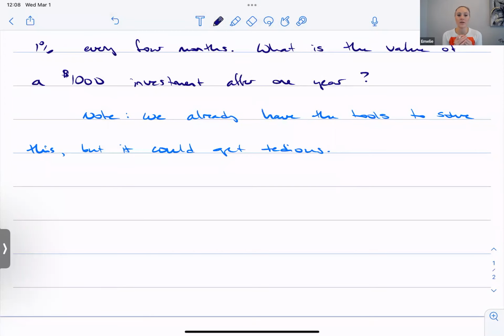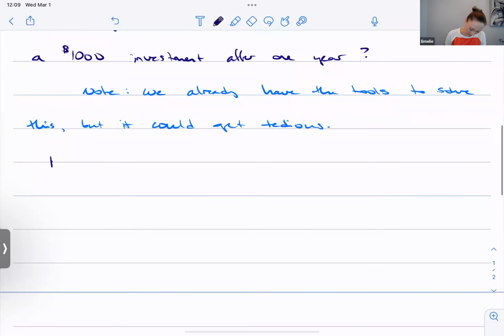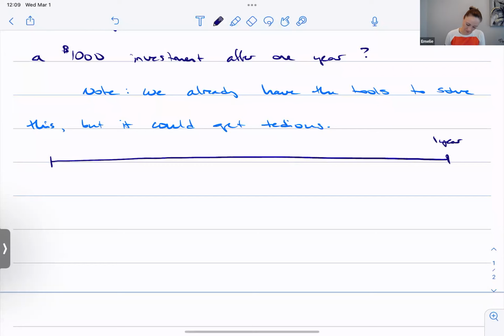If I have a timeline and every 4 months, it starts at 5% and then every 4 months it increases by 1%. And so here on my timeline, what's that going to look like? It's going to look like this. Here is 1 year from now. Here's today when I invest $1,000. And then at the 4 month mark, 4 months.